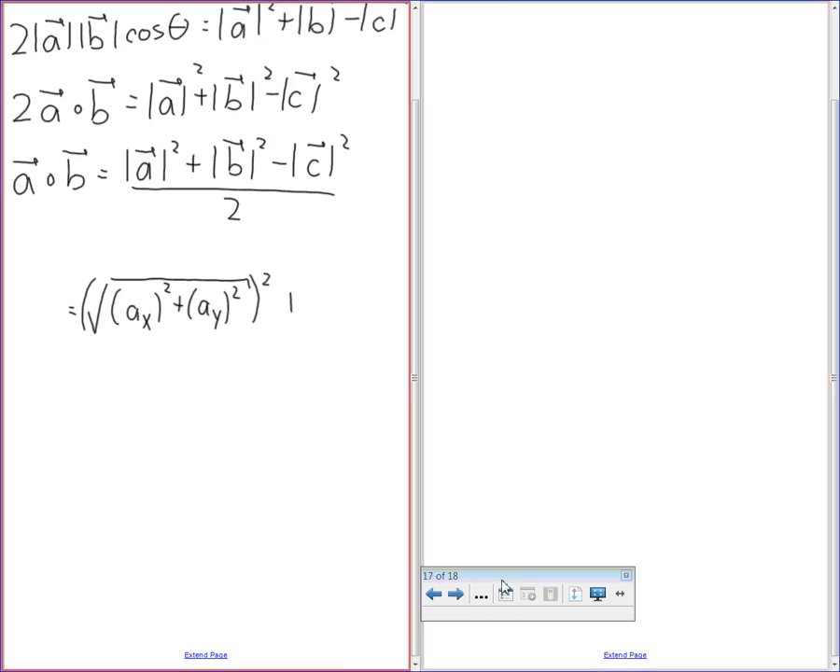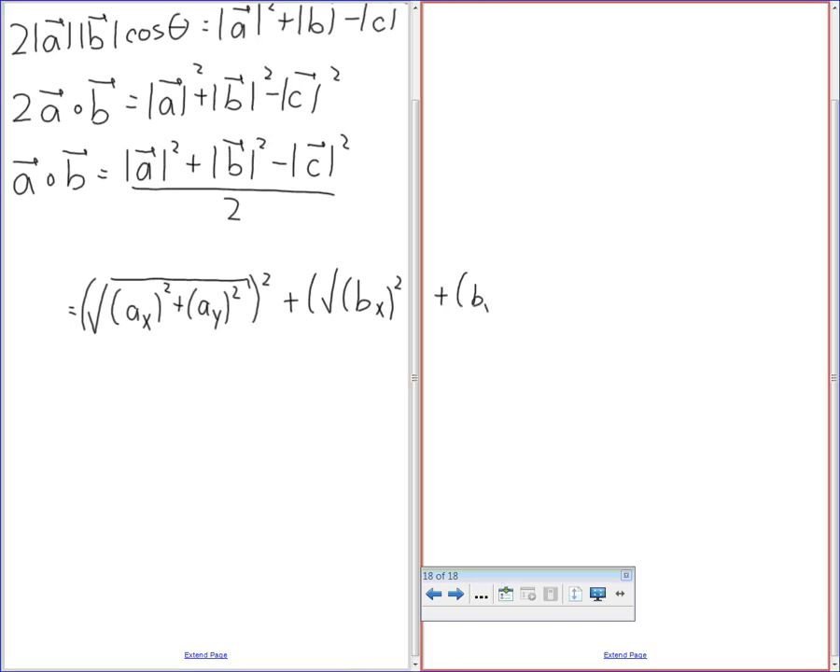So for B it's going to be the same thing, which is the square root of bx squared plus by squared. Now C is a little bit more interesting. This turns into the square root of AX minus BX squared plus AY minus BY squared, and that's all squared. Okay, can somebody please tell me why? Oh, that's all over 2, by the way, too.